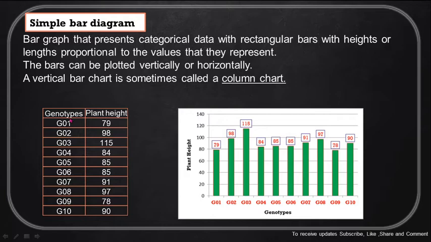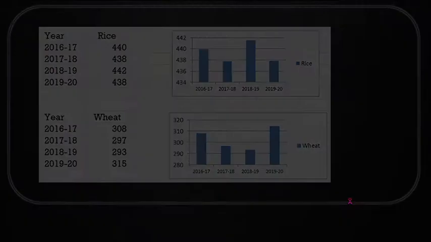Now, we can see that the genotypes are the categorical data and it has the values of plant height. So, 79 represents genotype 1. We can have one rectangular bar for the particular genotype, that is G1. Whenever we plot bars, we have to take care that they have equal size and are equidistant from each other, because each bar represents a category. So, it is useful for the comparison of different categories.